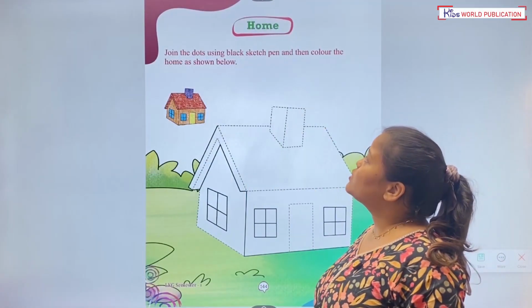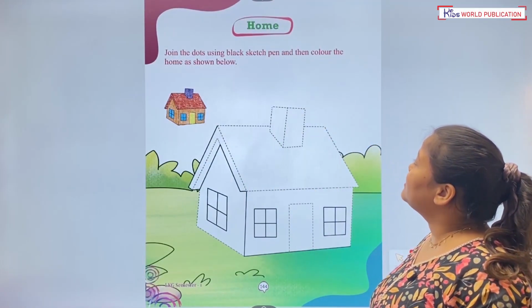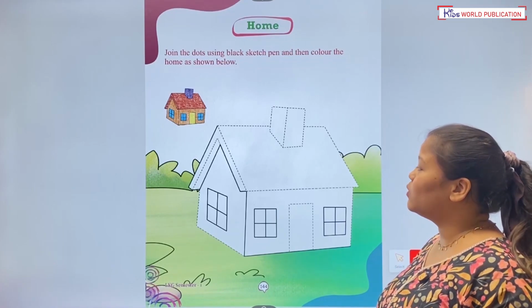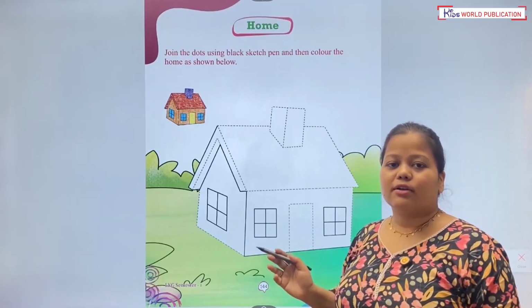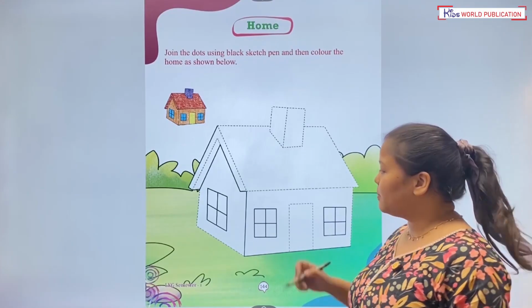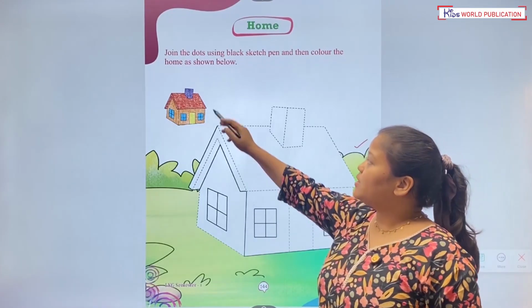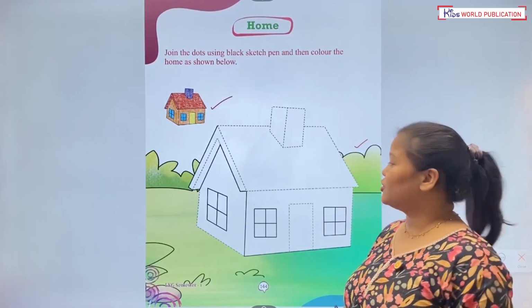Home. Join the dots using black sketch pen and then color the home as shown below. So kids, here you can see dots are drawn. So you will connect them, trace them and complete the home and then color as shown in the small picture.